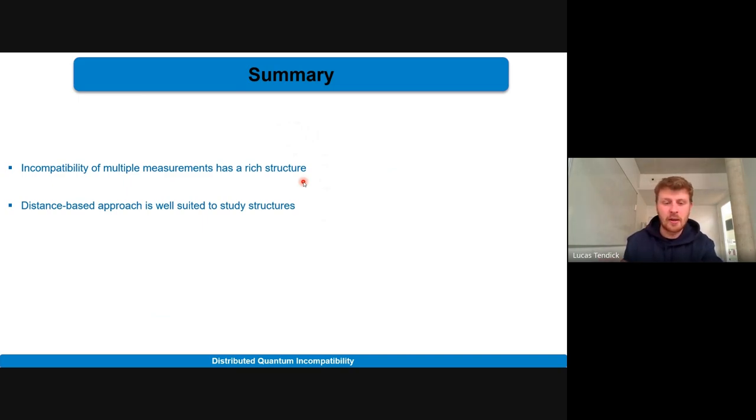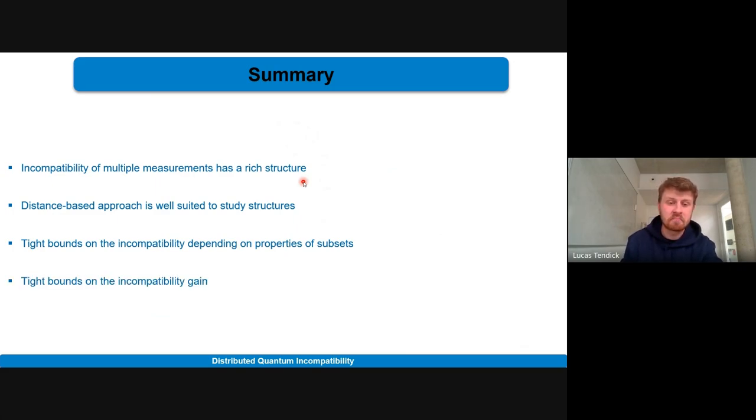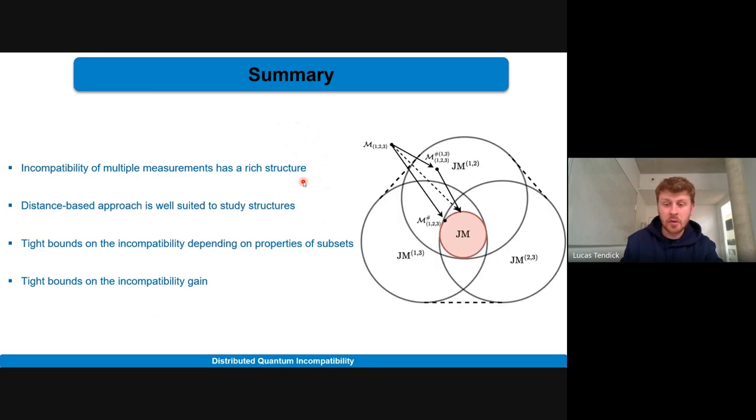I mean, you saw I don't use any heavy framework. All I use is the triangle inequality and a good incompatibility quantifier, and then it works out nicely. Nicely means we get even tight bounds for a lot of relevant scenarios, meaning mutually unbiased bases. And we can also get tight bounds for this incompatibility game. Here's a picture to take home.